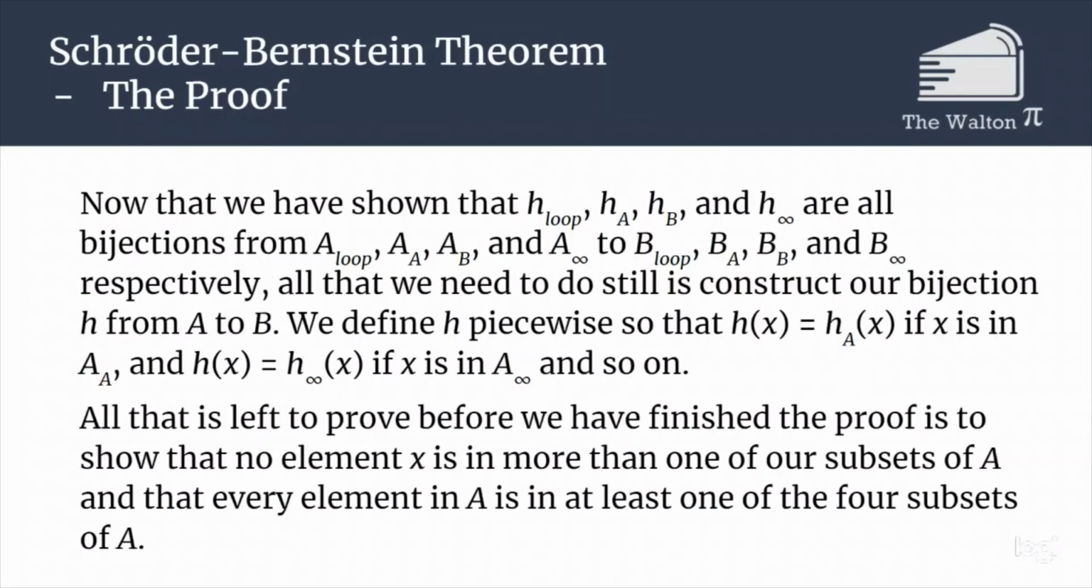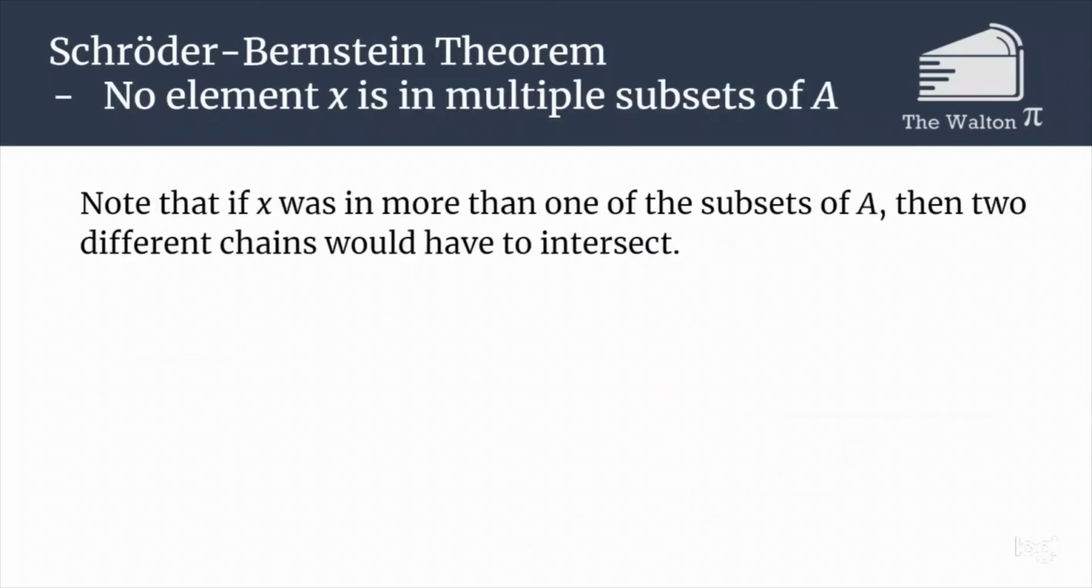And then to show that every element is in at least one of the subsets, that is to show that it's actually a function from our entire domain A to our entire domain B. So let's start by showing that no element is in more than one of the subsets.